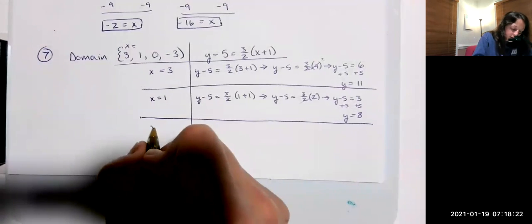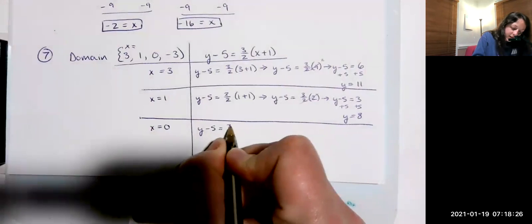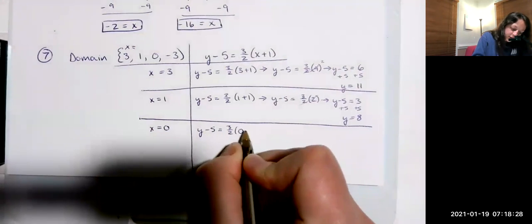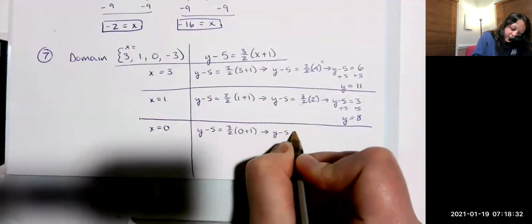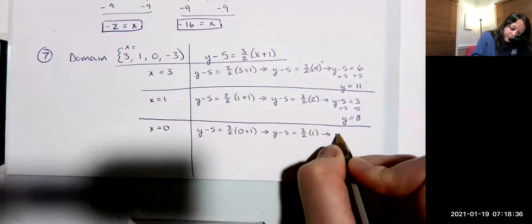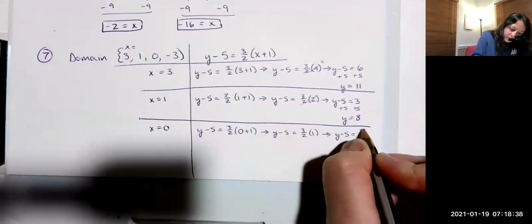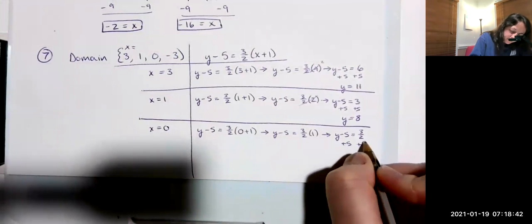On to 0. Y minus 5 equals 3 over 2 times 0 plus 1. That gets me y minus 5 equals 3 over 2 times 1. That gets me y minus 5 equals 3 over 2. Ooh, I get some fractions in here.